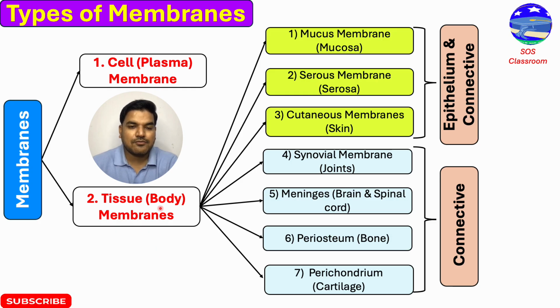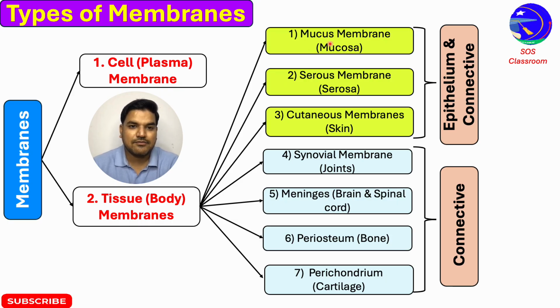So the tissue membrane or body membrane is divided into seven different types of membranes. Number one, mucous membrane, also called mucosa. Second is serous membrane, that is called serosa. Cutaneous membrane, that is called skin. Synovial membrane present on the joints. Meninges present in the brain and spinal cord. Periosteum covering the bones and perichondrium covering the cartilages.